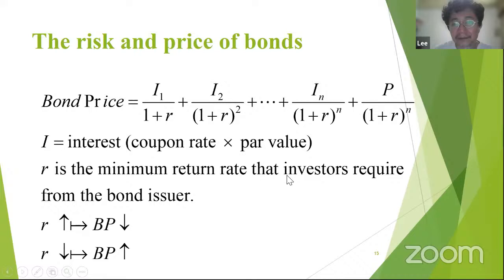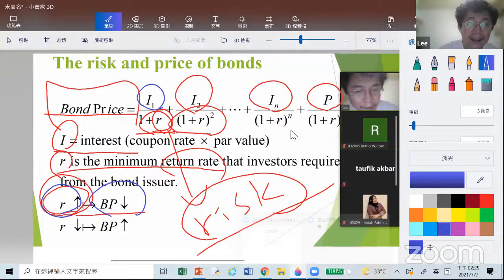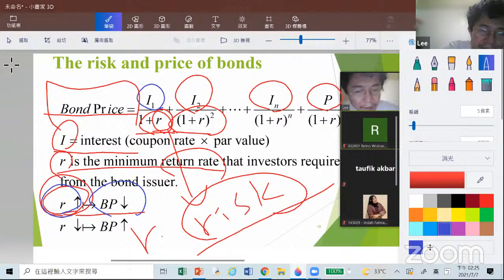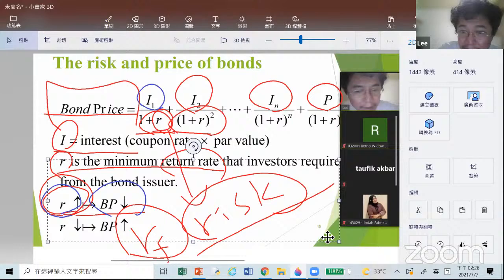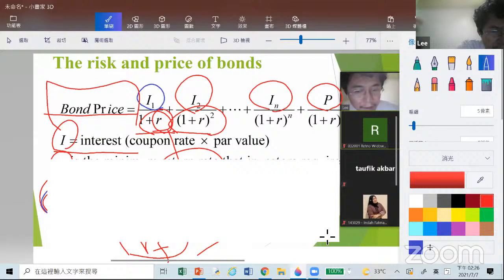Minimum return rate, except the risk, you will also consider the risk-free rate. Okay, maybe I give you a little bit more here. When you consider a minimum return rate, most of the time you are based on the risk-free return. Normally you require the company to provide your return based on the risk-free return. Because this one is risky, and this one is risk-free.